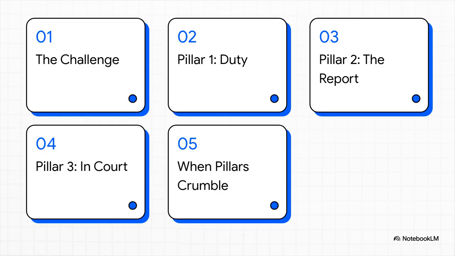Okay, so how are we going to tackle this? Well, to make these rules stick, especially when you're under exam pressure, we're going to frame this whole thing around what I'm calling the 3 pillars of expert evidence. We'll look at the duty, the report itself, how it all plays out in court, and then what happens when those pillars start to crumble.